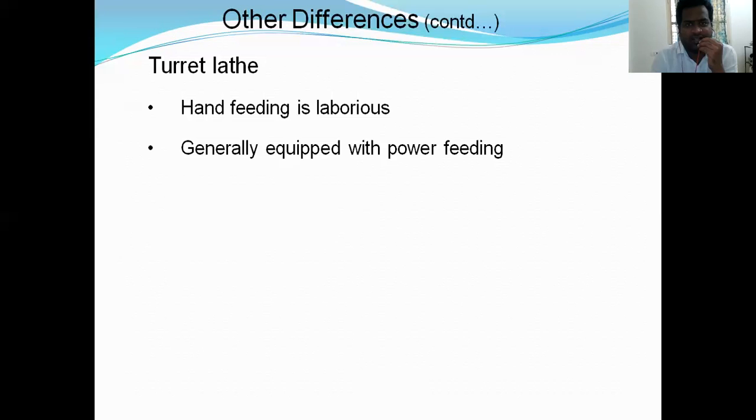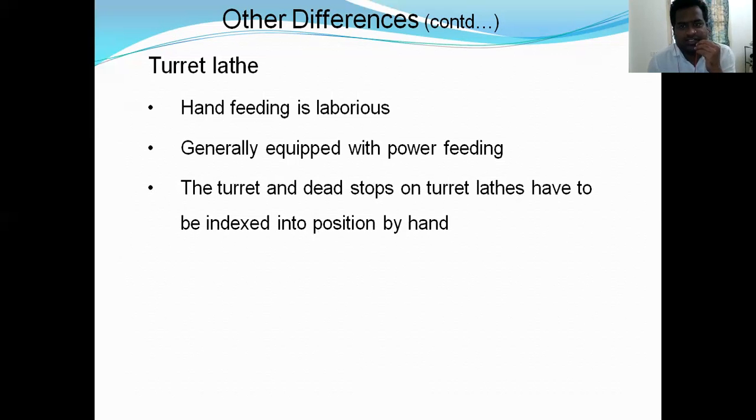In the turret lathe, hand feeding is used. That means here we have to do the feeding manually, right? So that's why it is called laborious feeding. Hand feeding is laborious, right? Generally it is equipped with power feeding, but the turret and dead stops on the turret blades have to be indexed into position by hand.